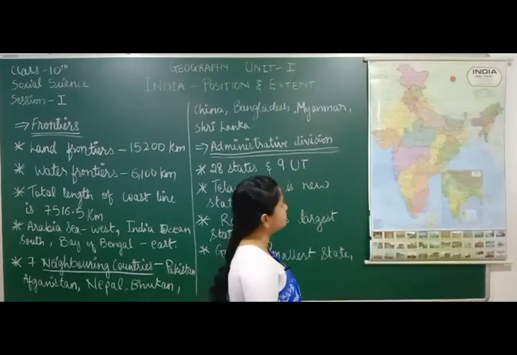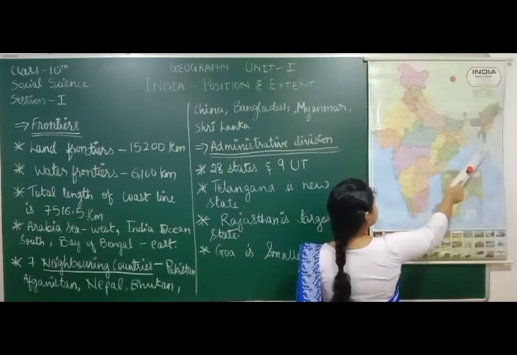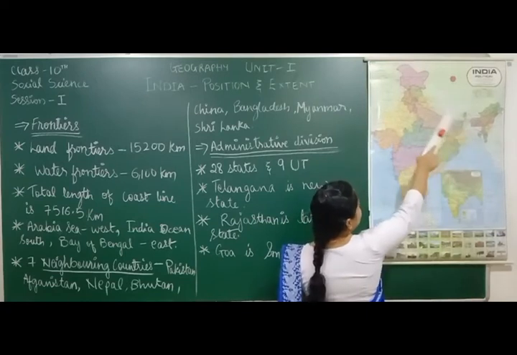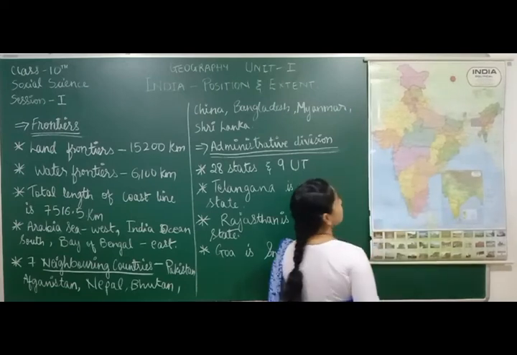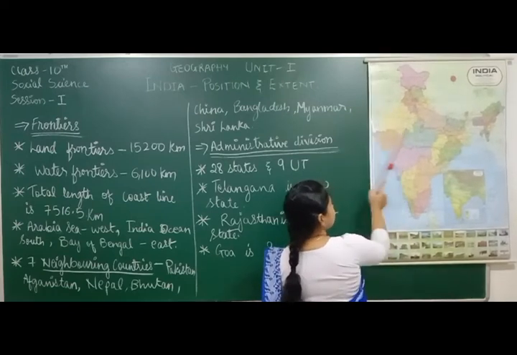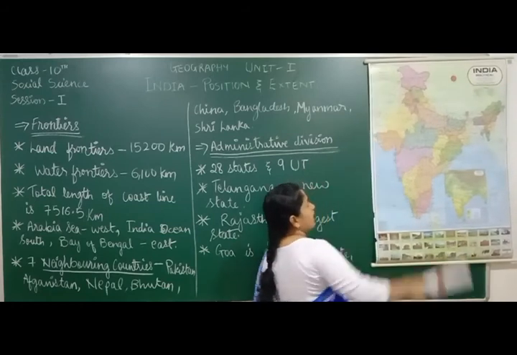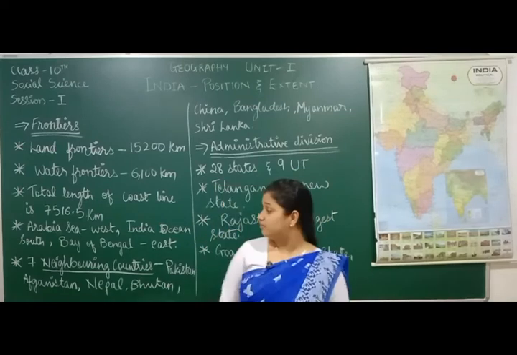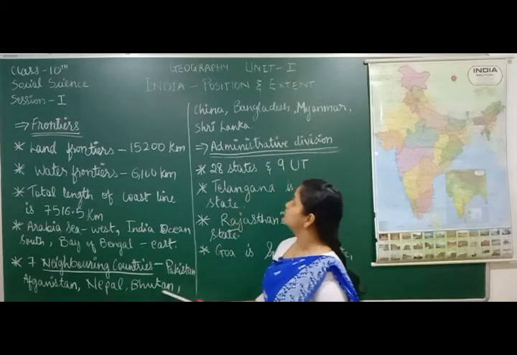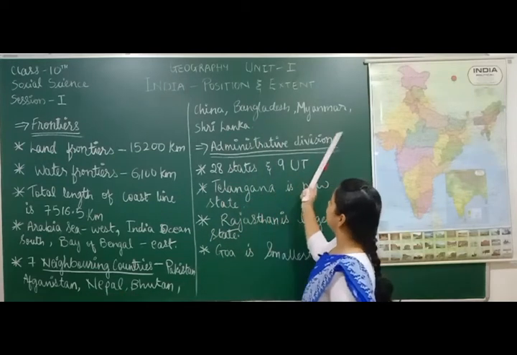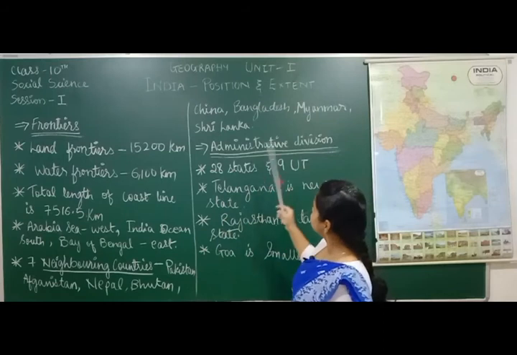So we have all these different neighboring countries. In the south we have Sri Lanka, in the east we have Myanmar and Bangladesh, in the northeast region we have Bhutan, Nepal, Tibet, and China. In the northwest region we have Afghanistan, Pakistan, and all these places. These are our neighboring countries. Let's count: Pakistan, Afghanistan, Nepal, Bhutan, China, Bangladesh, Myanmar, and Sri Lanka. So in total we have 7 neighboring countries for our country.